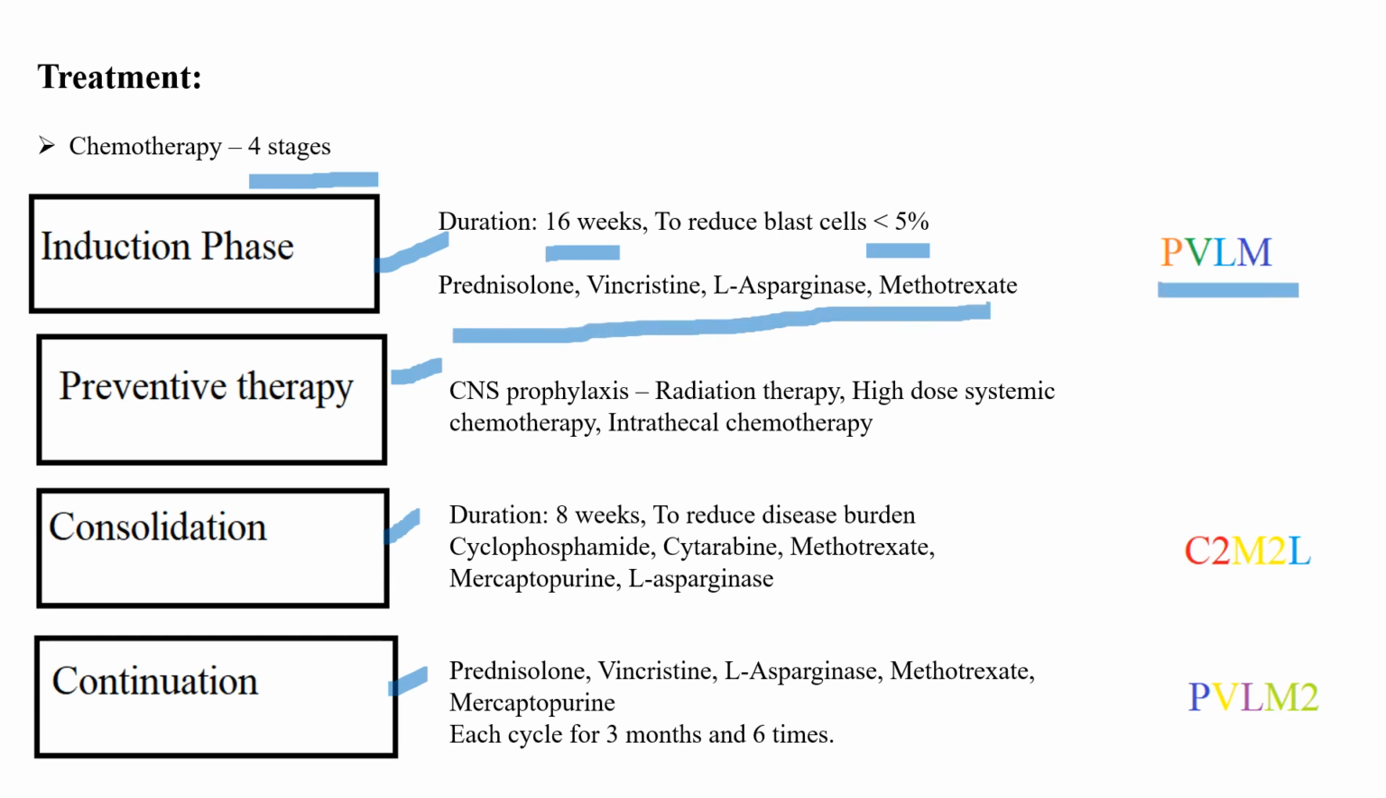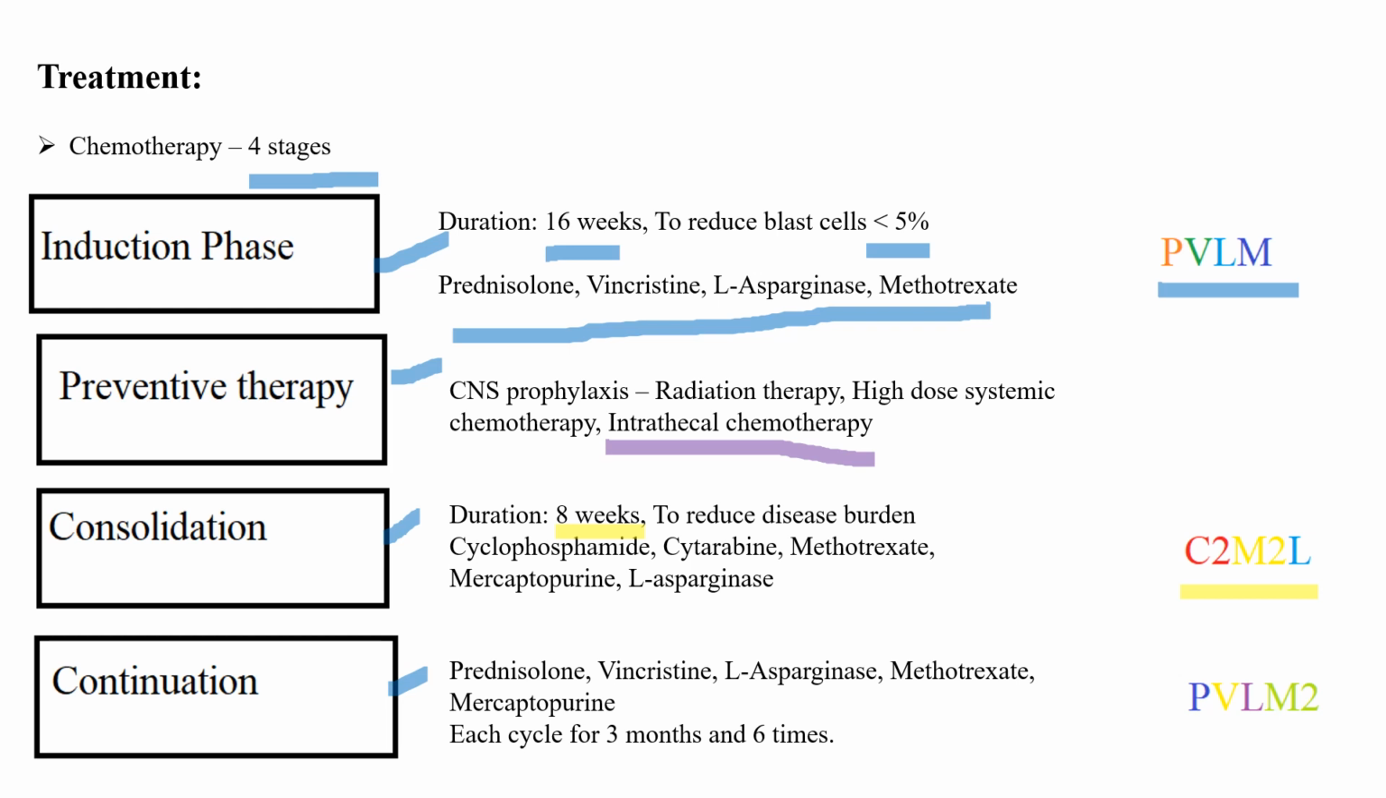Preventive therapy is mainly given for CNS prophylaxis, because all these chemotherapy drugs do not cross the blood-brain barrier. So we have to give a high dose of systemic chemotherapy, or intrathecal chemotherapy, or radiation therapy for CNS prophylaxis. Then the consolidation phase, which is given for sensitization. This is given for a duration of half of the induction phase, that is 8 weeks. Here we give these chemotherapy agents mainly to reduce the disease burden. We have the mnemonic C2M2L: cyclophosphamide, cytarabine, methotrexate, 6-mercaptopurine, and L-asparaginase.